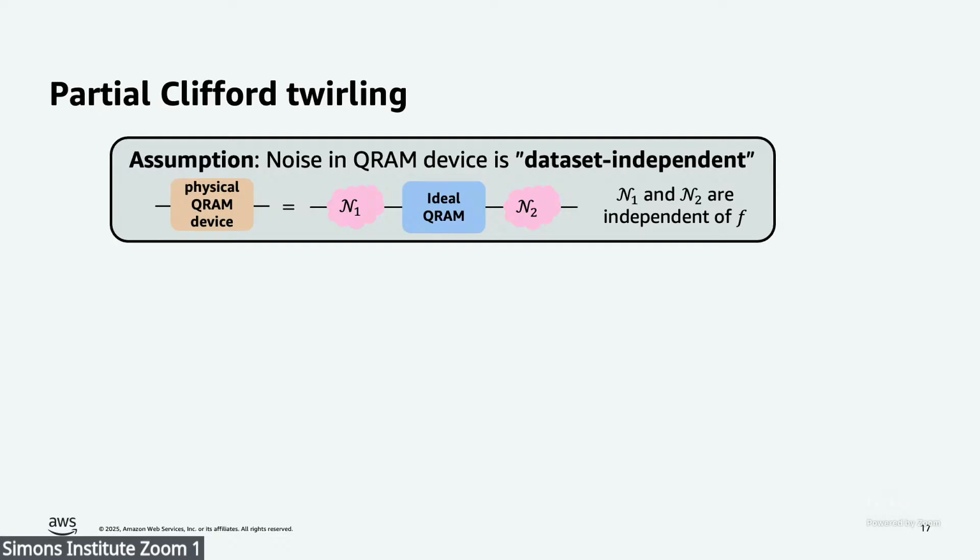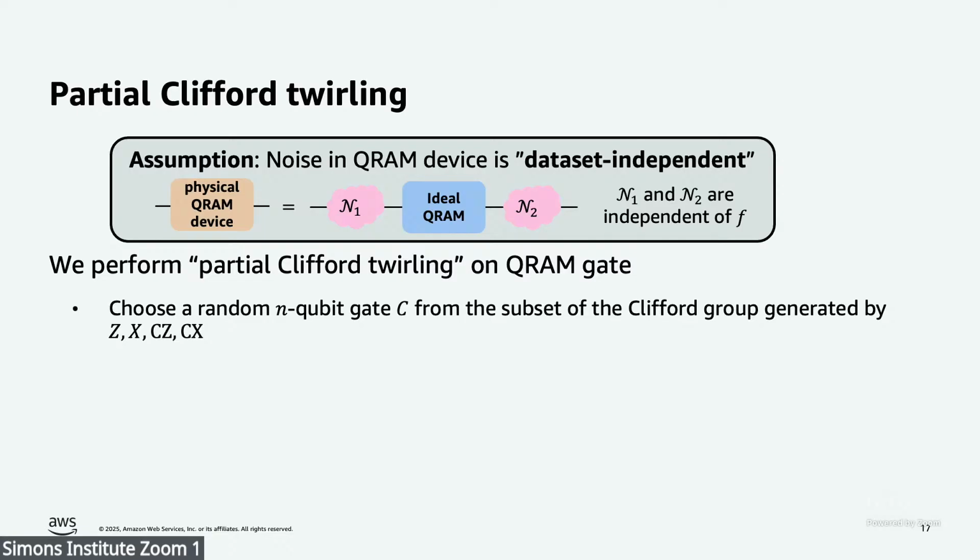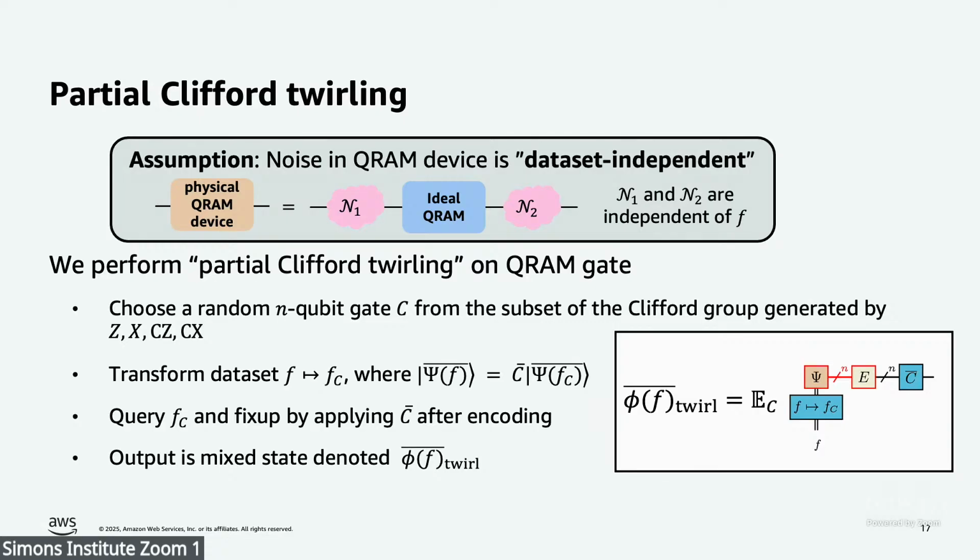Given that assumption, what we do is what we call a partial Clifford twirling of the QRAM gate. We call it partial Clifford because we don't use the entire Clifford group. We only use the part of the Clifford group that's generated by Z, X, controlled Z and controlled X. It doesn't include the Hadamard or the phase gate. The idea is we choose a random Clifford gate. We transform our data set such that this resource state for the transformed data set is related to the resource state we want to prepare by the gate C, which is an n-qubit Clifford gate. Then we query this other data set and fix it up after encoding. By choosing C randomly, we're averaging over many different configurations of the data set.